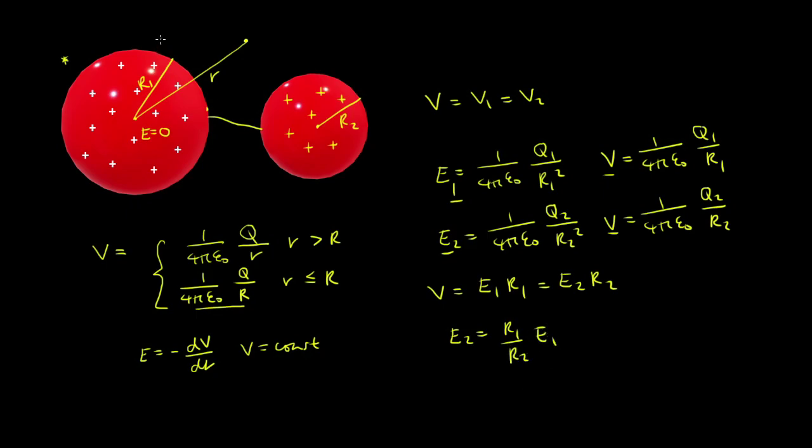So if the radius of this first conductor is greater than the radius of this second conductor, then the electric field of the second conductor is stronger because there's more charge per unit area distributed on this sphere. So in other words, sphere 2 has a higher charge density.